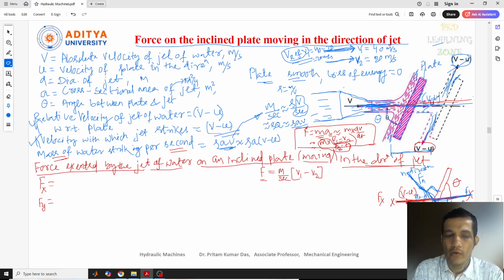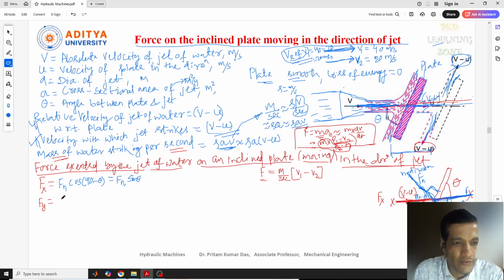Now if I want to write Fx and Fy, then what will I write here, because Fn is already there with respect to angle 90 minus theta. So here I can write Fx equal to Fn cos 90 minus theta, because the angle is theta here. So cos 90 minus theta is nothing but Fn sin theta. I hope you understand.